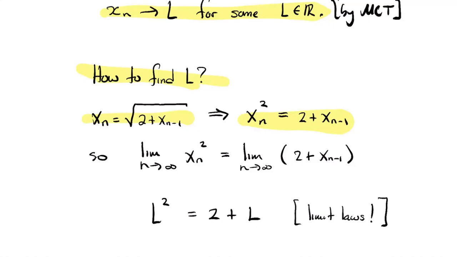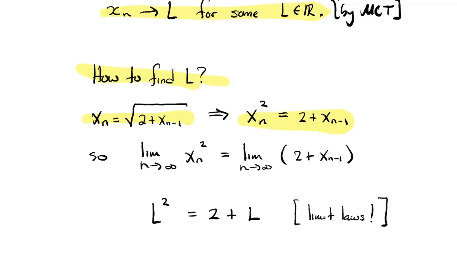Xn minus 1, those are the terms of the same sequence, just indexed one behind. So it's got a limit, and it's also equal to L. And 2 is a constant sequence. It has a limit, and sums of sequences that converge have a limit. So said very briefly, like I would in a calculus class, take this equation, xn squared is 2 plus xn minus 1, and take the limit of both sides.